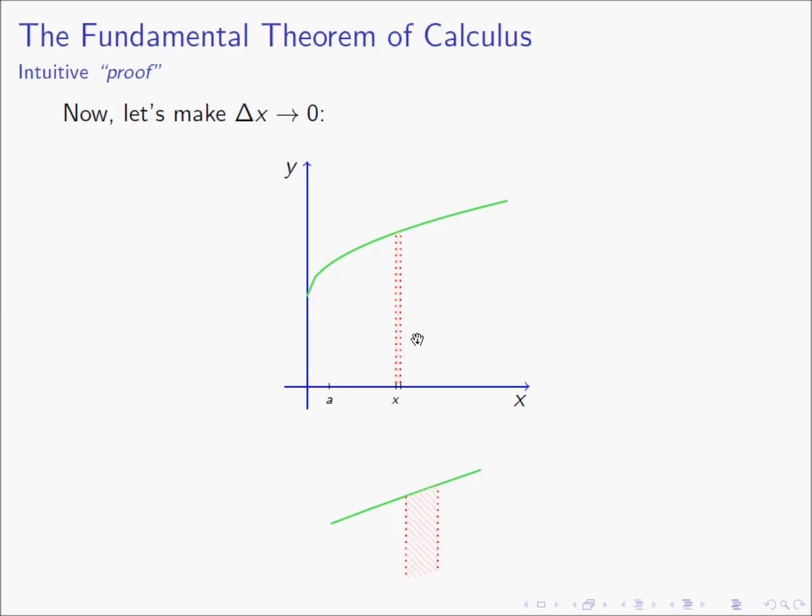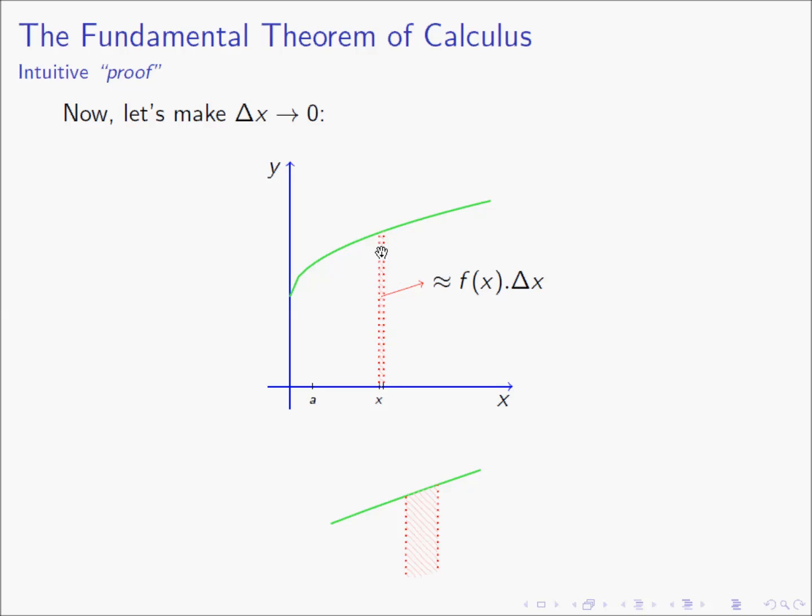but we see that as we make delta x even smaller, we can approximate this shape by the rectangular shape. So the area of this shape will approach the area of a rectangle of base delta x and height f of x, and the area of this rectangle is base times height, that is delta x, that is its base, times f of x, there is its height.